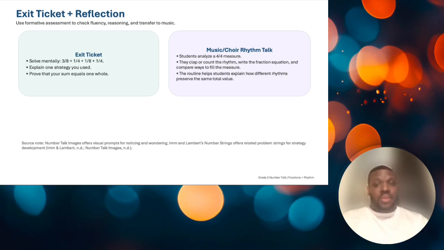All right. So to look at the adaptation to music, I could also call this a rhythm talk, right? So if I were just looking strictly at music, students can analyze a 4/4 measure, and then they could clap 1, 2, 3, 4, or count the rhythm. I did both at the same time. Write the equation, and then compare ways to fill the measure.